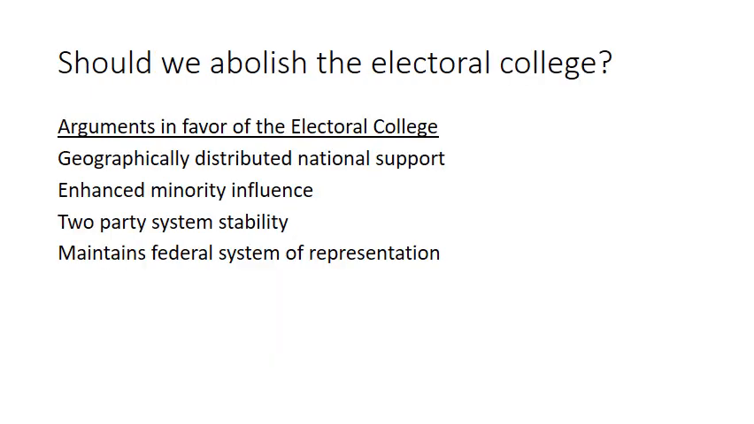So there is debate, and has been for many years, about whether or not the Electoral College is a good idea, or was a good idea, or should be abolished. I'll just briefly mention some of the arguments that people who are in favor of keeping the Electoral College make.